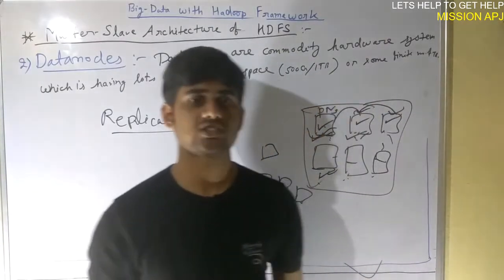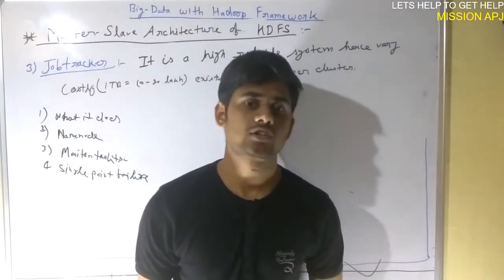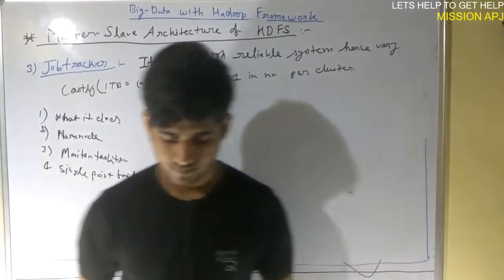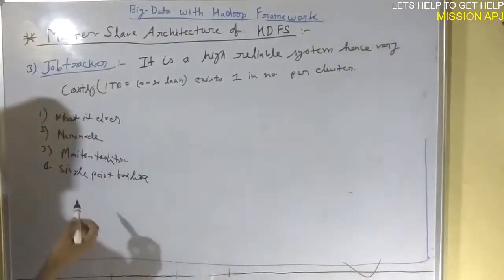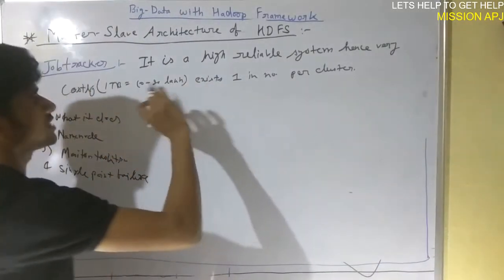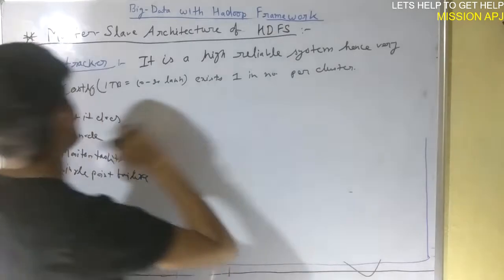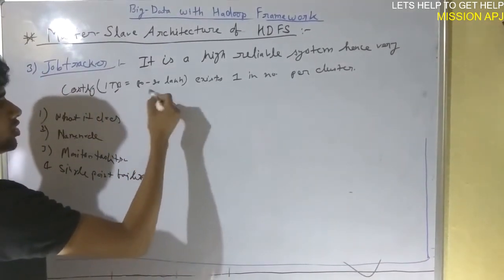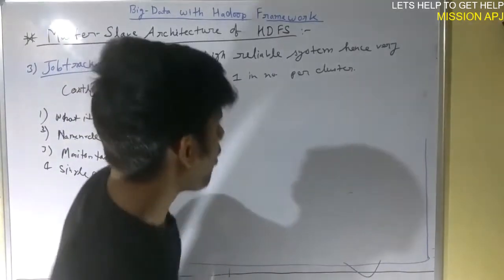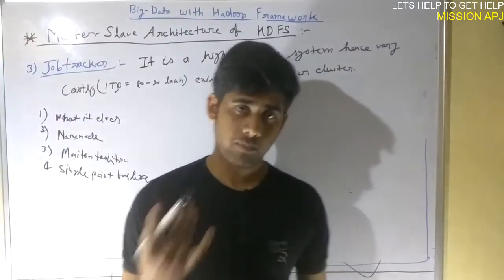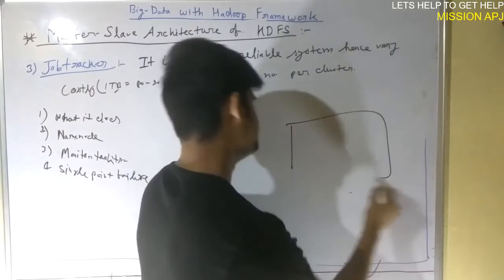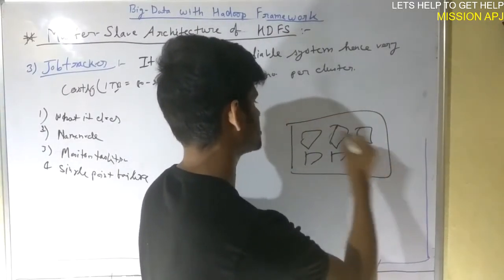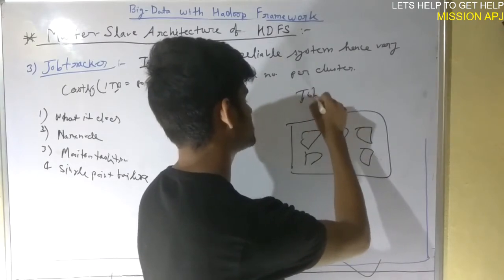So let us understand the next component. The third component is the job tracker. Job tracker is a highly reliable system, hence very costly. 1 terabyte is about 10 or 20 lakhs, and it exists 1 in number per cluster. Again the same case, these are data nodes of a single cluster. This is your job tracker.